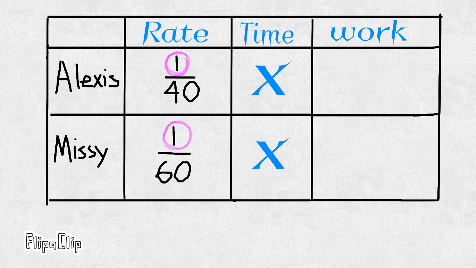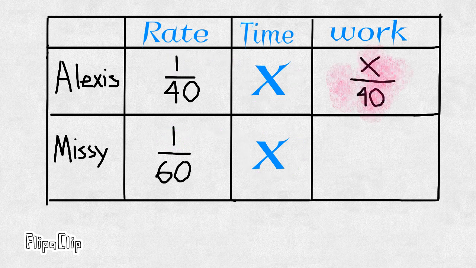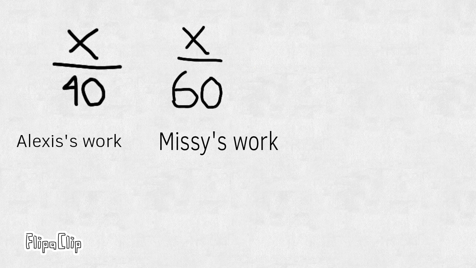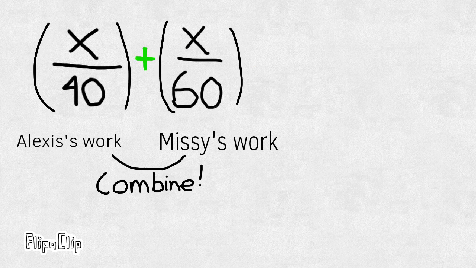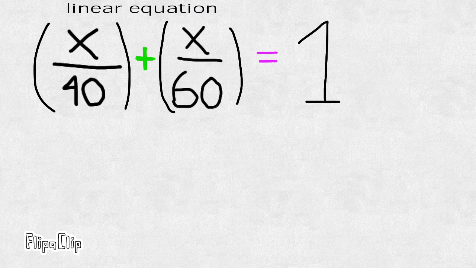Then we multiply the numerator to the numerator and we get x over 40 and x over 60. To know how much time they will be consuming working together, they must combine their forces and time, and that will amount to one job. We shall compute using a linear equation.